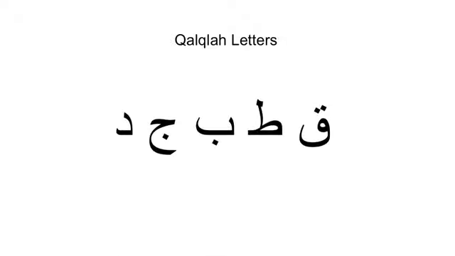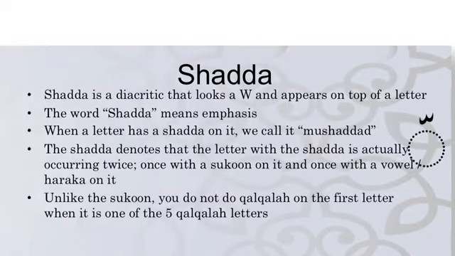Actually, you know what? Last time we added one more letter collection, which was the qalqala letters. I totally forgot about this one. What were the 5 letters of qalqala? They were qutb jad. We just discussed it in the review of the previous lesson: qaf, ta, ba, jim, dal. These letters, their sound must be echoed whenever a sukoon is present on them.